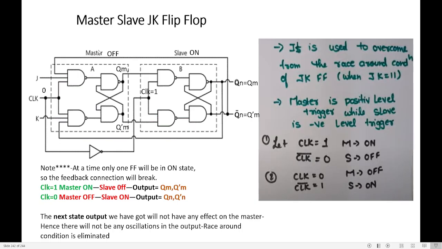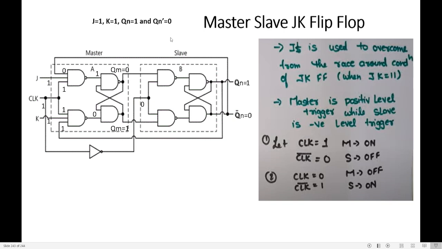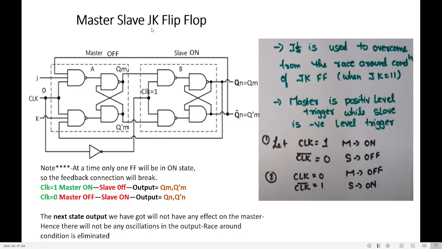I repeat, since master slave JK flip-flop works in a mode where at any point of time only one flip-flop will be on, other flip-flop will be off. Due to this, there will not be any feedback, right? So the feedback connection will break. So though there is a change in the next state, that will not be propagated to master because it is in off state. So this will eliminate a condition called race around condition.